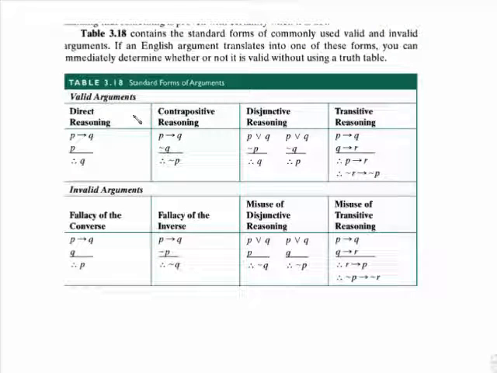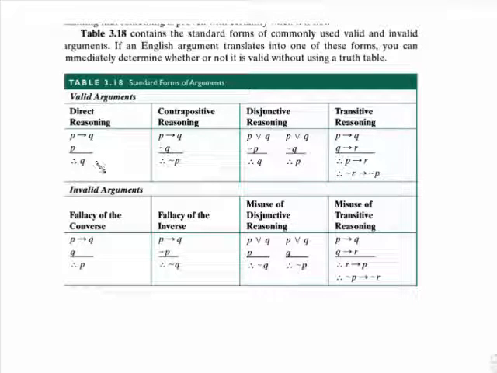Standard forms of valid arguments that are worth understanding and/or memorizing and/or putting on your index card. Direct reasoning says this: if P then Q. If P then Q, and if P is true, what has to be true? Q has to be true.